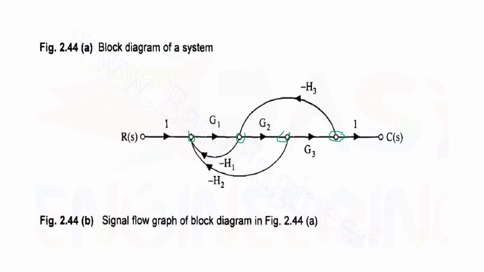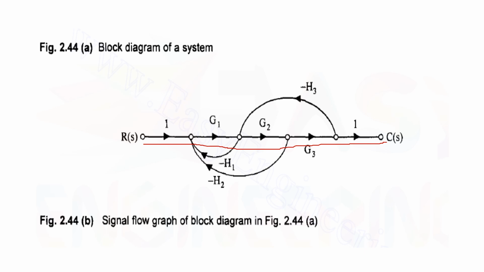Now you need to find the number of forward paths, the number of loops and non-touching loops. Let's find the number of forward paths first. I'll start like this. One is a direct way you can reach. Do I have any other direction to reach the output? Not possible. If I go like this, it is wrong because the direction is reverse. So I have only one forward path with the gain G1, G2.